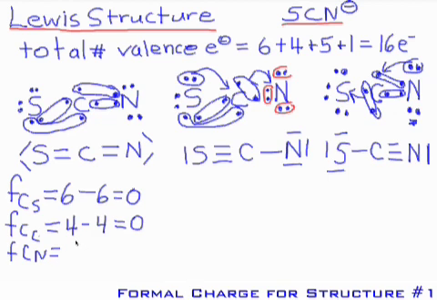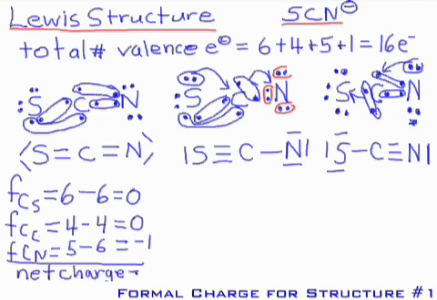Nitrogen has 5 valence electrons. In our structure, nitrogen has 2 lone pairs, so that's 4. 1 for each bond, 5, 6. 5 minus 6 is minus 1. The net charge equals minus 1.